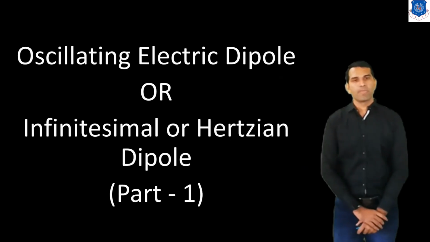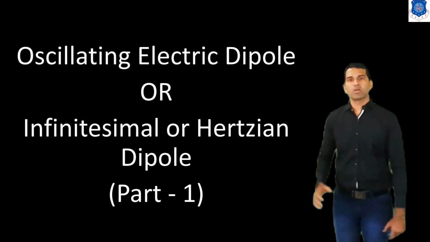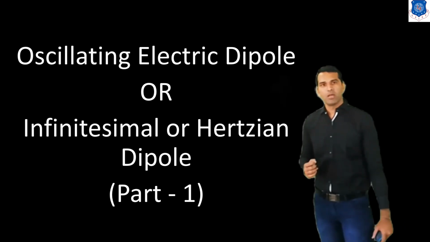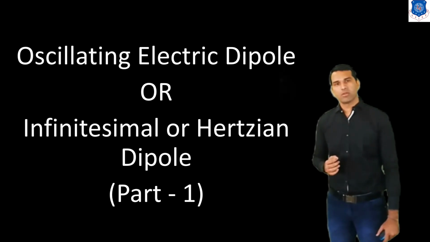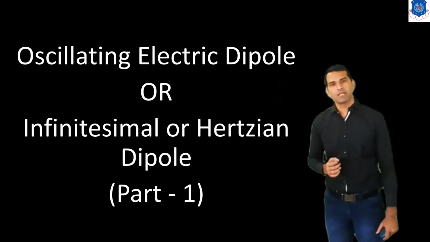So here in this lecture we discussed the oscillating electric dipole. We got the magnetic field component and the electric field component. The second portion we will discuss in the next lecture.